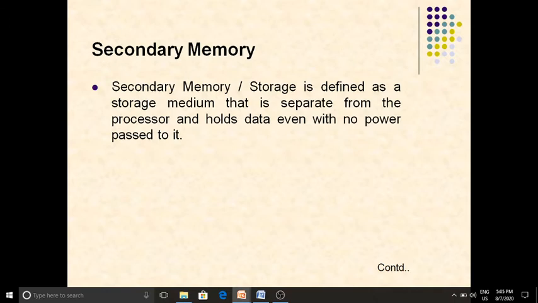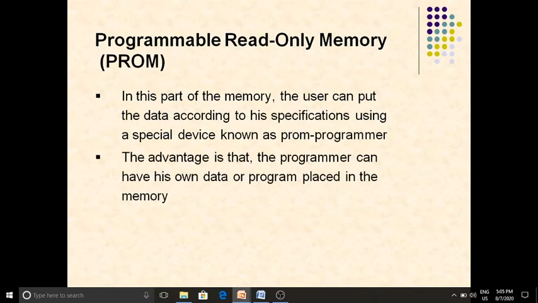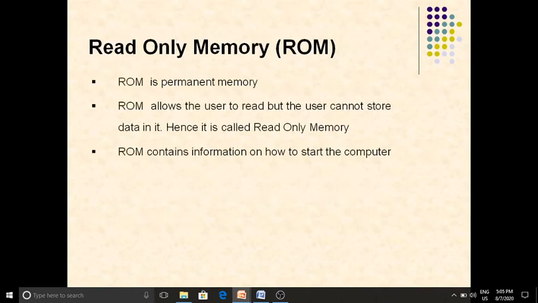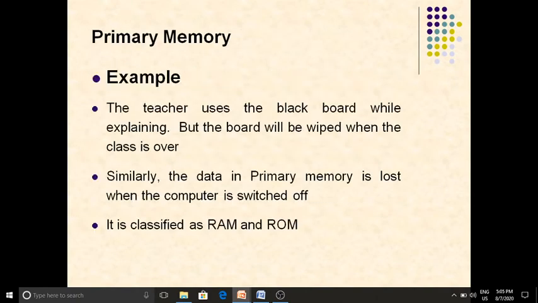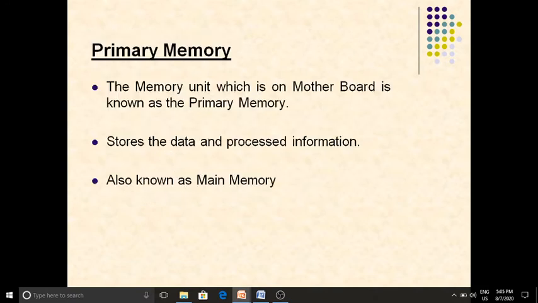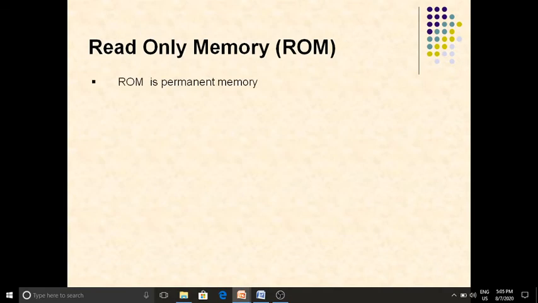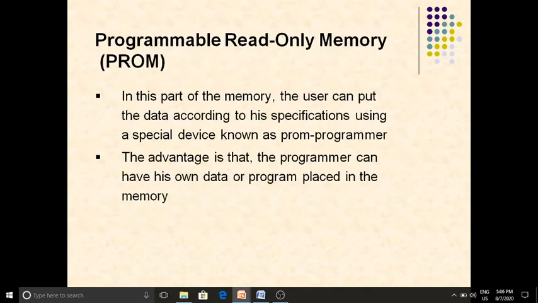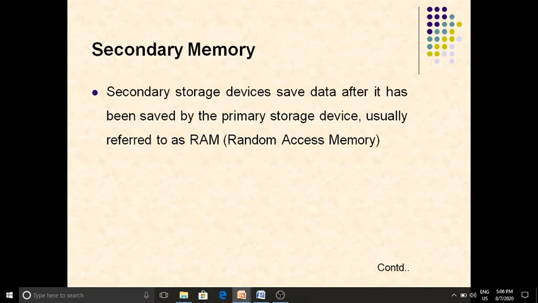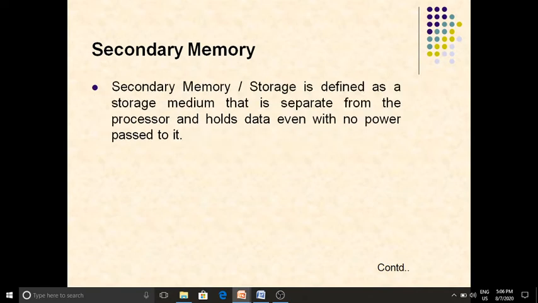Till now we have discussed primary memory. What is primary memory? Another name for primary memory is main memory, which we can see on the motherboard. It is again divided into four parts: RAM, ROM, PROM, EPROM. Students, now next let us see what is secondary memory.